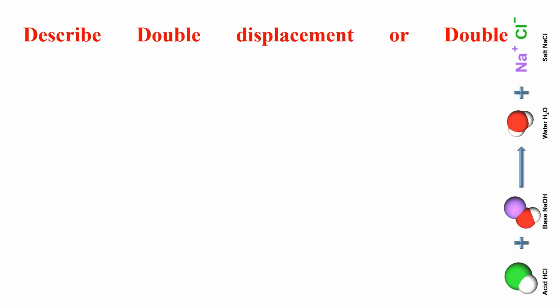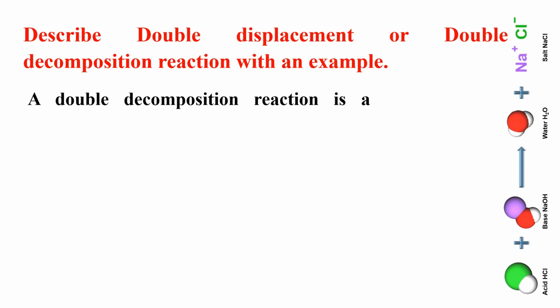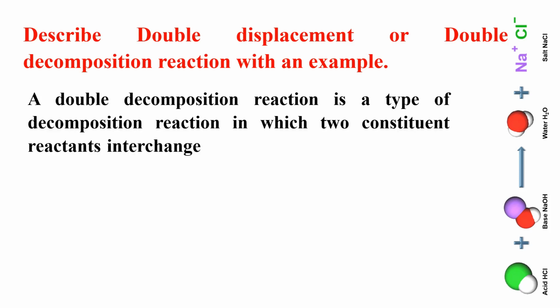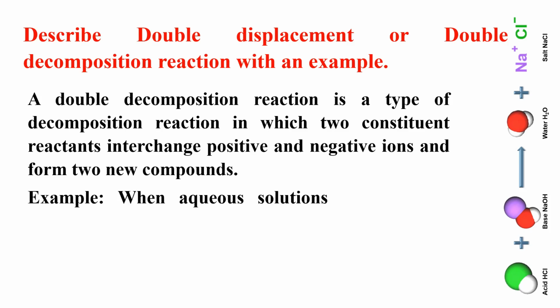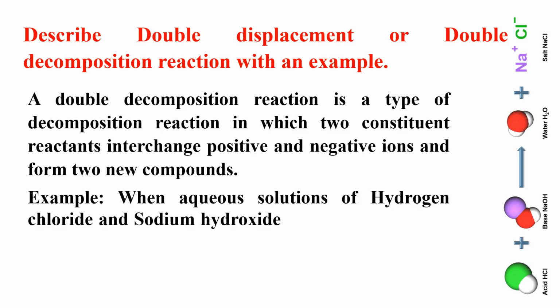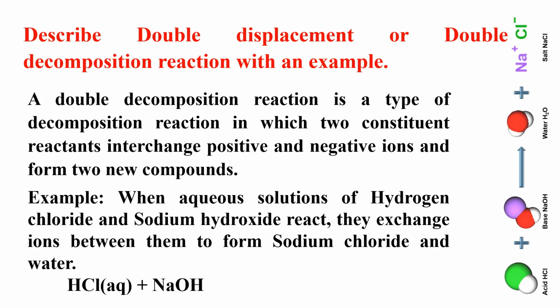Describe double displacement or double decomposition reaction with an example. A double decomposition reaction is a type of reaction in which two constituent reactants interchange positive and negative ions and form two new compounds. Example: when aqueous solutions of hydrogen chloride and sodium hydroxide react, they exchange ions between them to form sodium chloride and water. HCl solution plus NaOH solution gives rise to NaCl in aqueous solution plus H2O, liquid.